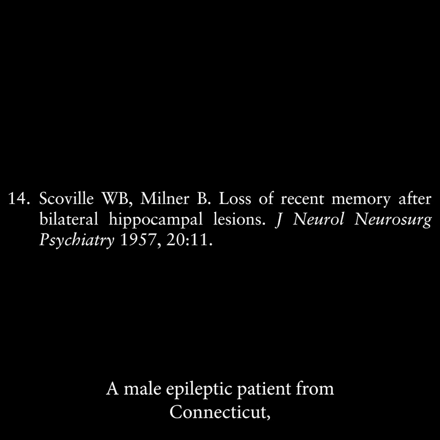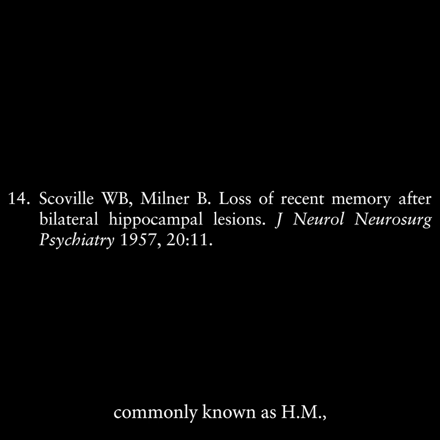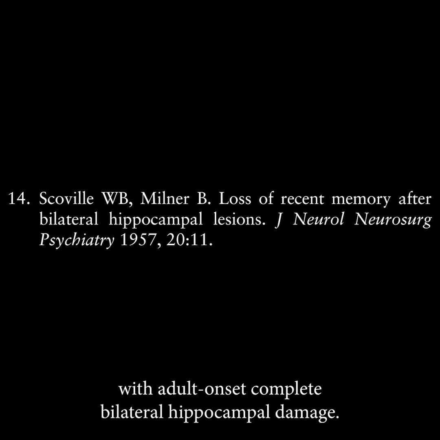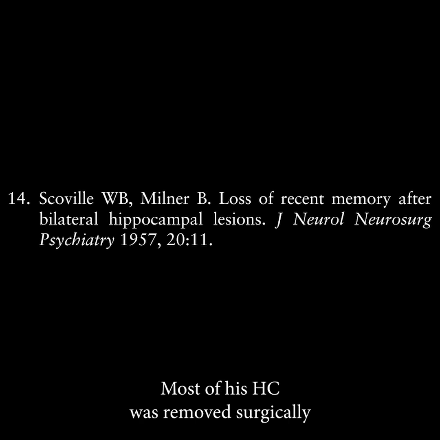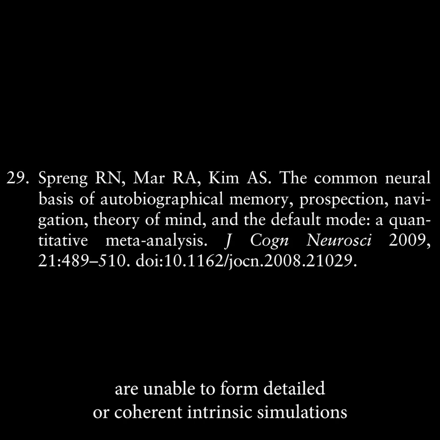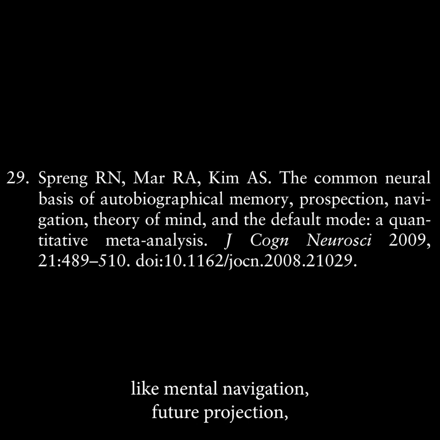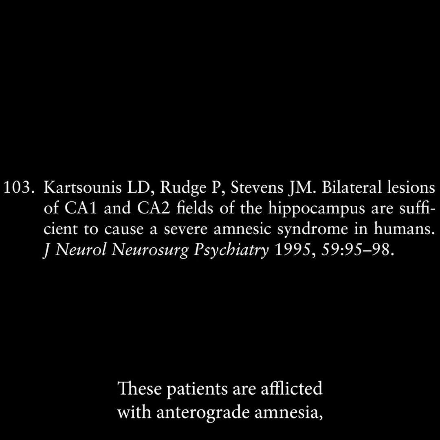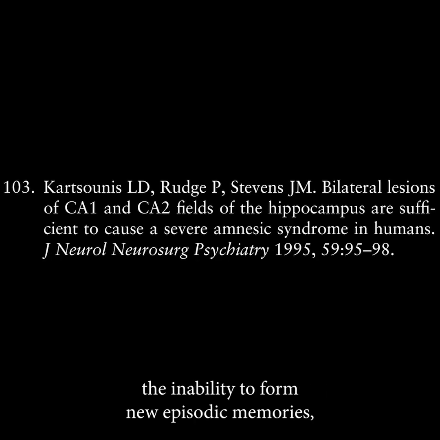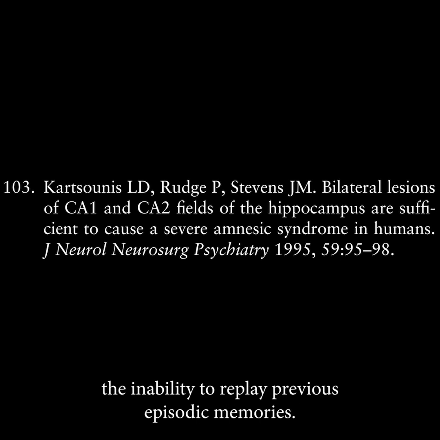Section 5. What does this say about HM and other patients like him? A male epileptic patient from Connecticut, commonly known as HM, was the most famous patient with adult-onset complete bilateral hippocampal damage. Most of his HC was removed surgically to save him from the overwhelming epilepsy that was focused there. Patients like HM are unable to form detailed or coherent intrinsic simulations like mental navigation, future projection, vivid imagination, and social rehearsal. These patients are afflicted with anterograde amnesia, the inability to form new episodic memories, and retrograde amnesia, the inability to replay previous episodic memories.